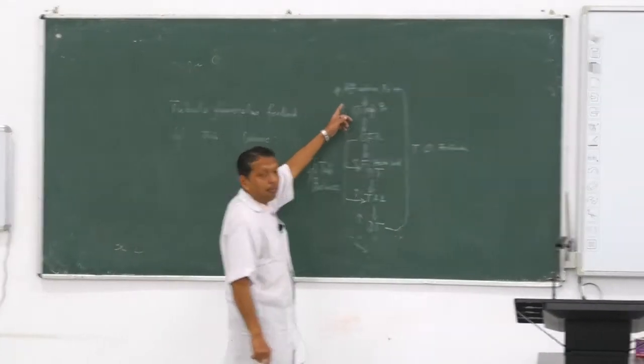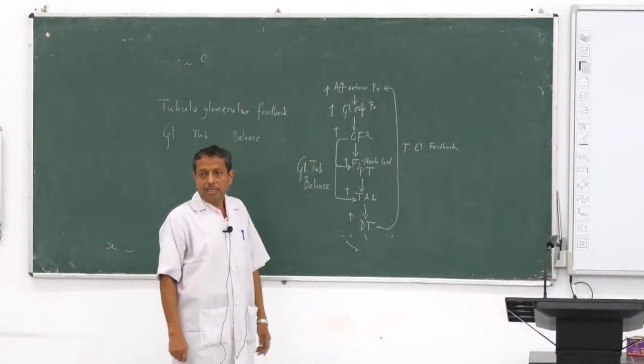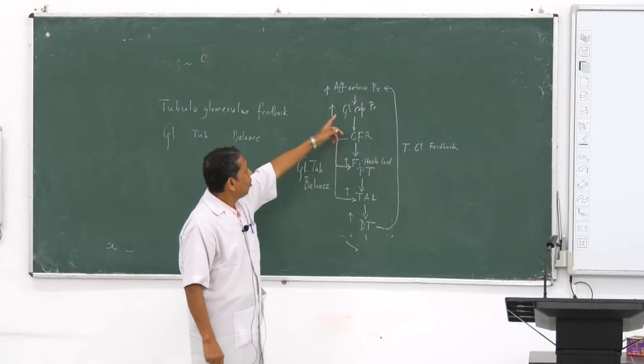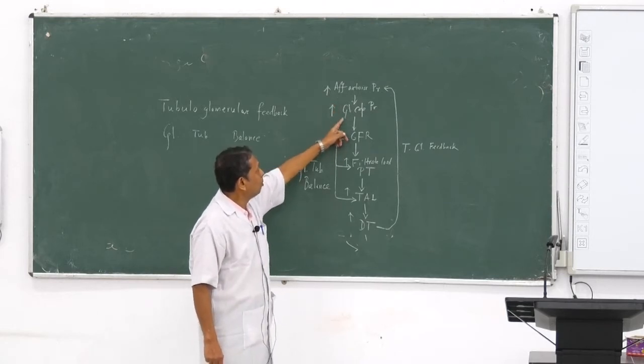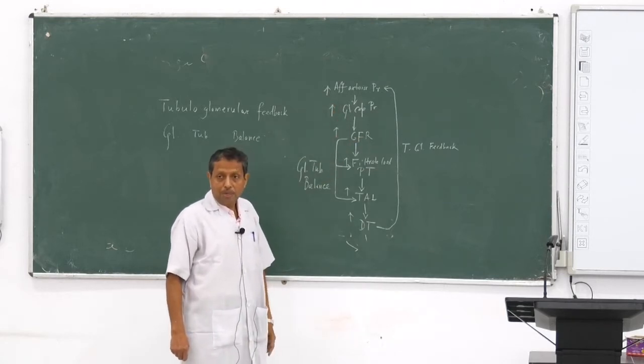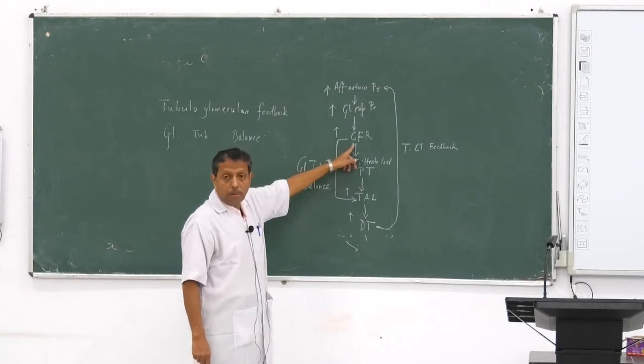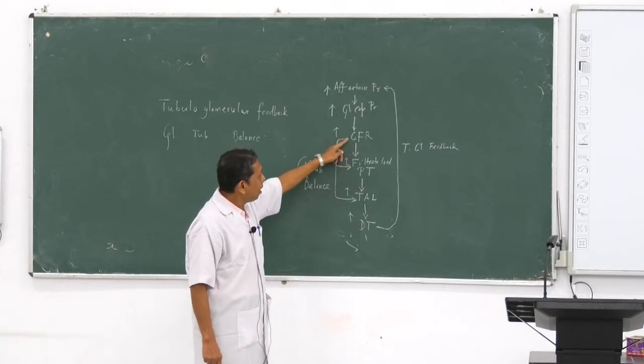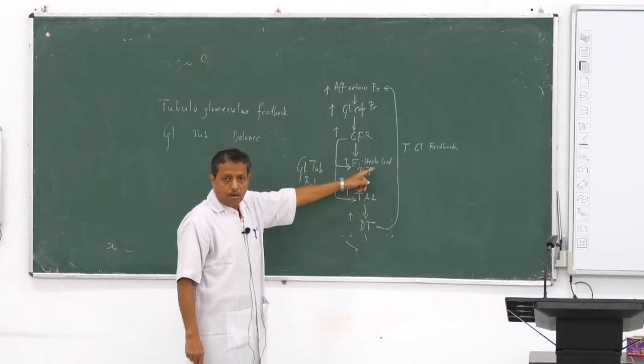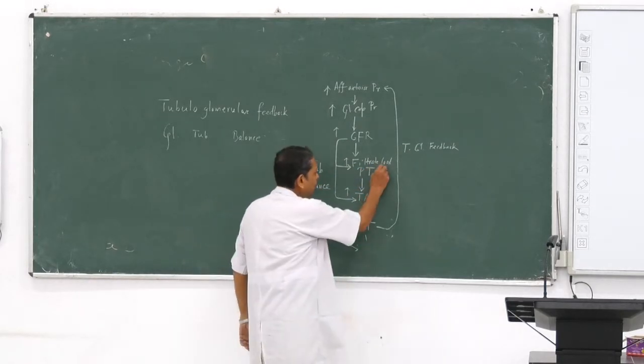Afferent arteriolar pressure: the afferent arteriole comes from the interlobular artery. There are short branches, and when this pressure increases, there is an increase in the glomerular capillary pressure, and this leads to an increase in the GFR. Whenever there is an increase in the GFR, there is increased filtrate load of any constituent. For example, the most important is sodium.